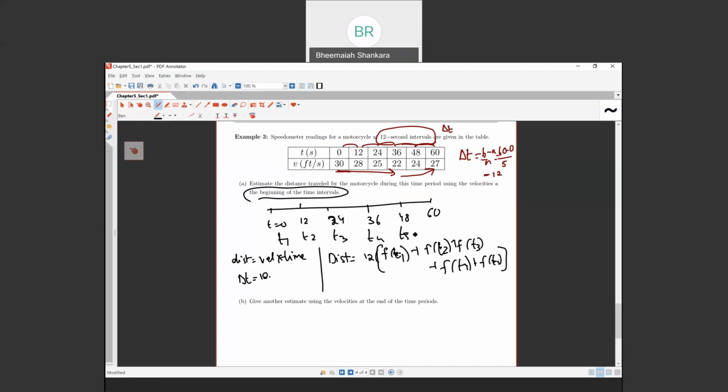So all you do is plug in. You write f at 0, f at 12, f at 24, f at 36, and then f at 48. And when you simplify, you get this to be 1548 feet.